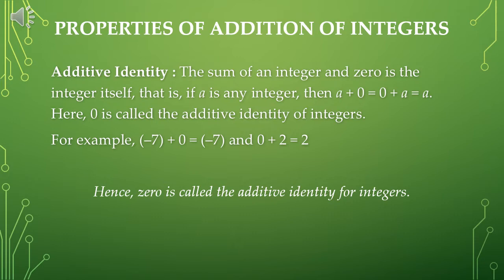Similarly, if you have minus 7 here, and we are adding 0 to it, then the answer will be minus 7 only. So identity is maintained. So what is the additive identity here? Additive identity is 0, because by adding 0 to any integer, its identity will remain the same.